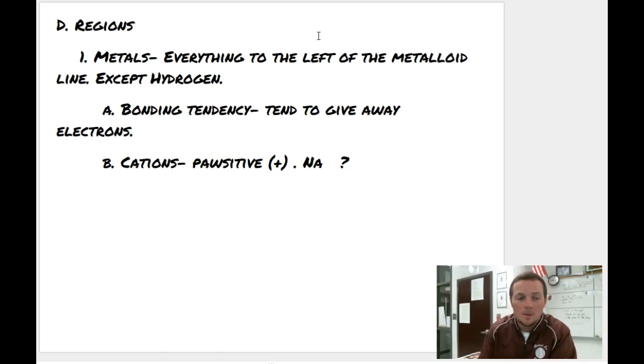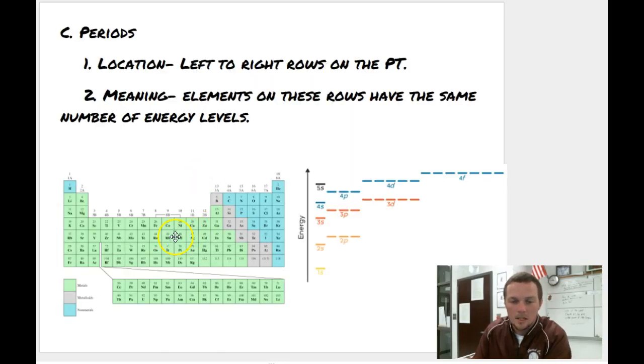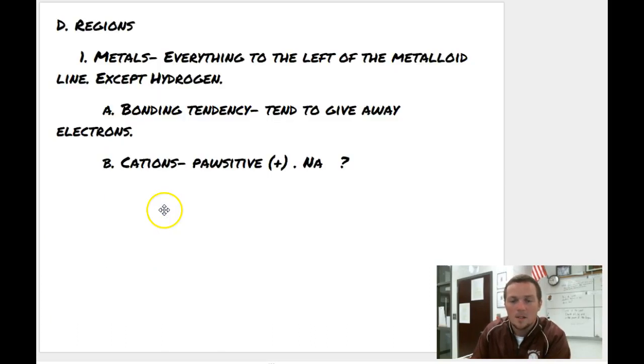So when these metals right here want to lose electrons to become stable, and we're looking at the octet rule in just a second, when they lose them, that means they have more protons than electrons. So all metals have positive cations, positive charges. That's one thing about cations. Remember, positive means cations. It's a cat.